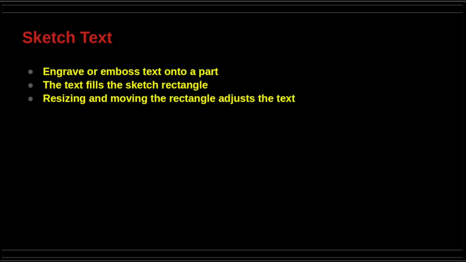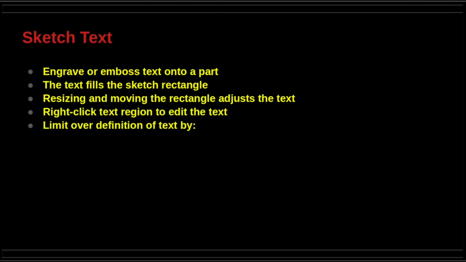Sketch text engraves or embosses text onto a part. The text fills the sketch rectangle. Sizing and moving the rectangle adjusts the text. Right-click the text region to edit the text.